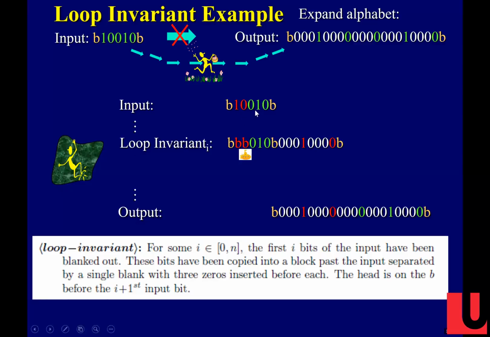So we had B10010B. So that's the input. So did we add the zeros? Did we make it extra? Like we add the zeros to the here? Yeah. So I'm just thinking how these zeros came in. From where did they come?